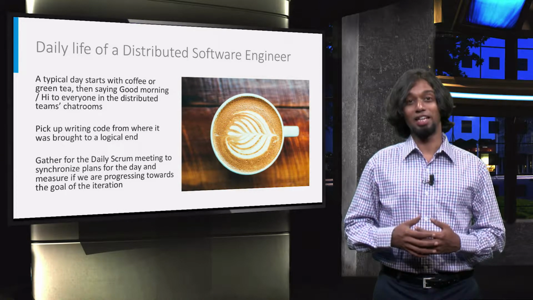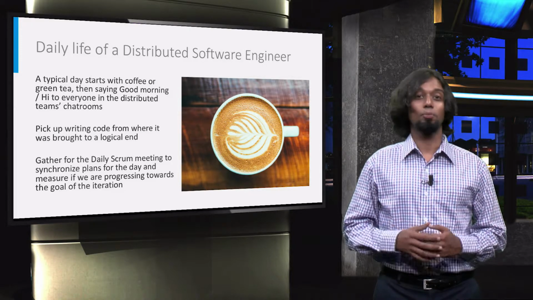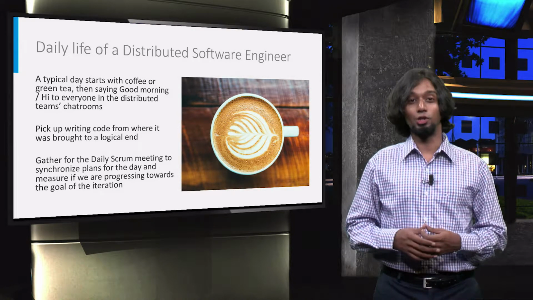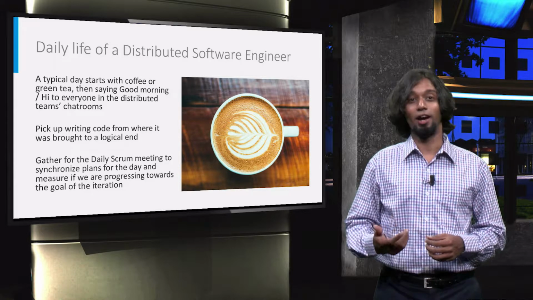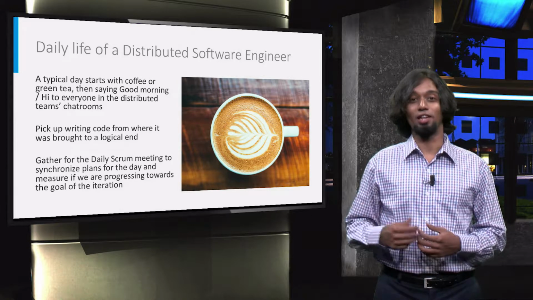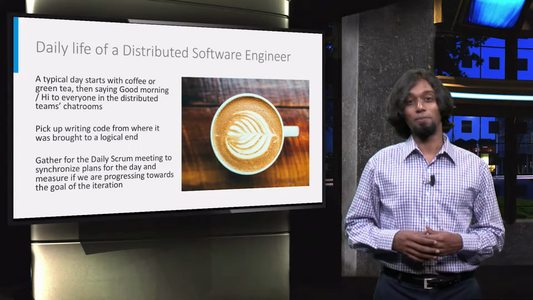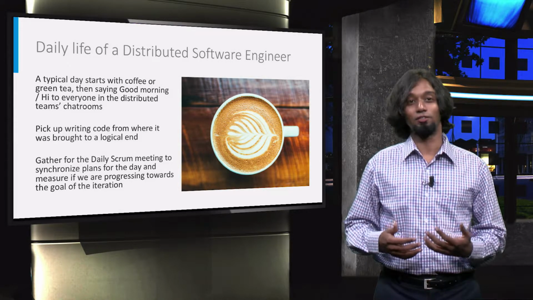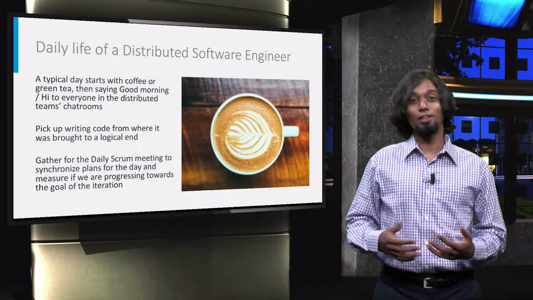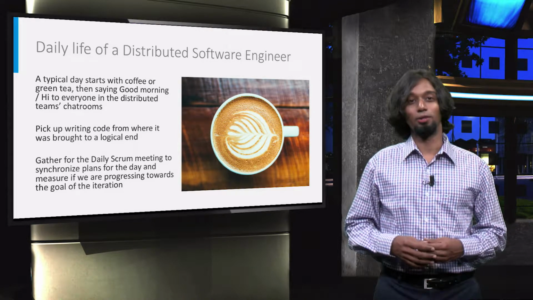Then we gather for the daily Scrum meeting to synchronize plans for the day and measure if we're progressing towards the goal of the iteration. By the time I arrive at office, it normally is 11 a.m. India time, and then given the 3.5 hours time difference, it would be 7 a.m. here in the Netherlands. I live 20 kilometers away from work, and the traffic at Bangalore could sometimes get worse, from horrible to horrendous. Normally, it takes me 60 minutes to drive to work, and if some vehicle on the road breaks down, unfortunately, then the road gets jammed, and it might take longer to commute to office.